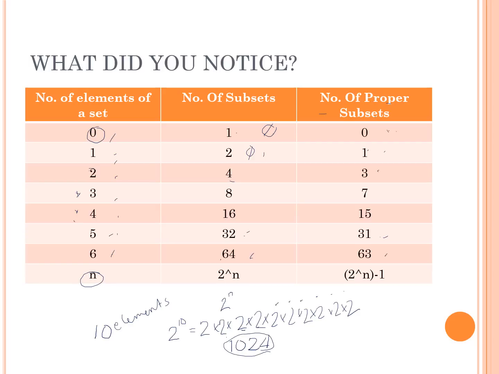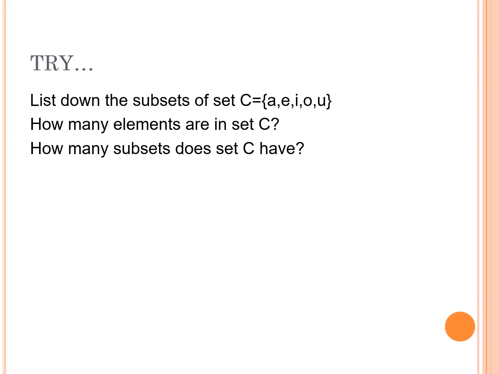When we remove the other set, the one containing all of the 10 elements, the number of proper subsets is 1023. Imagine if I were to let you list down all of those. Anyway, let's continue.